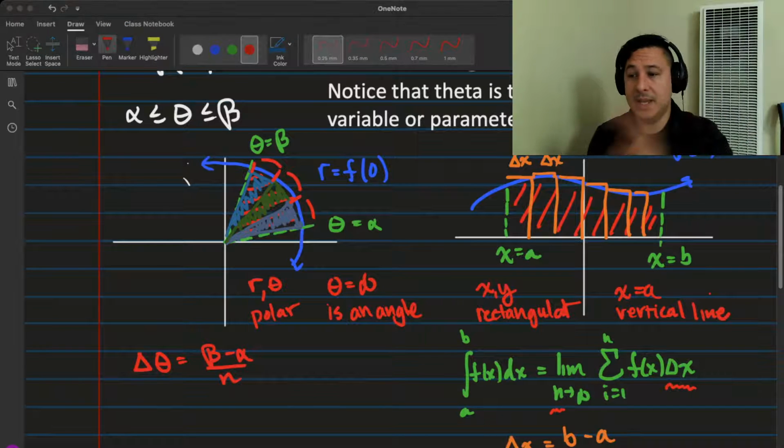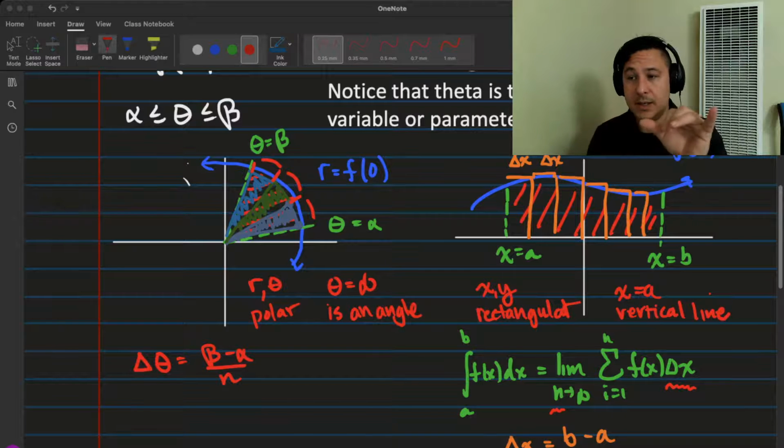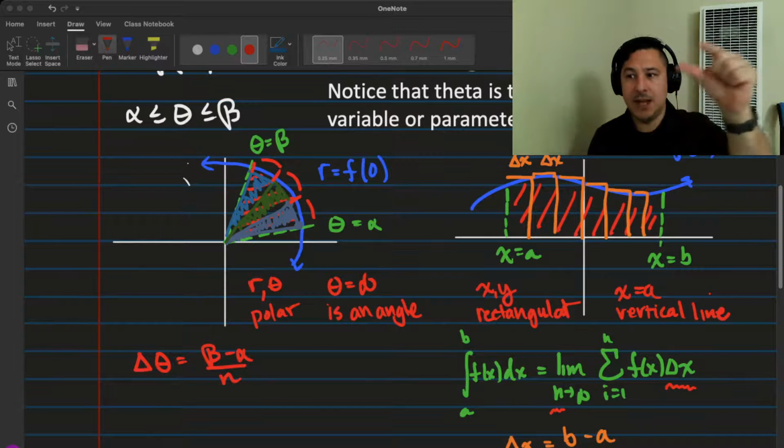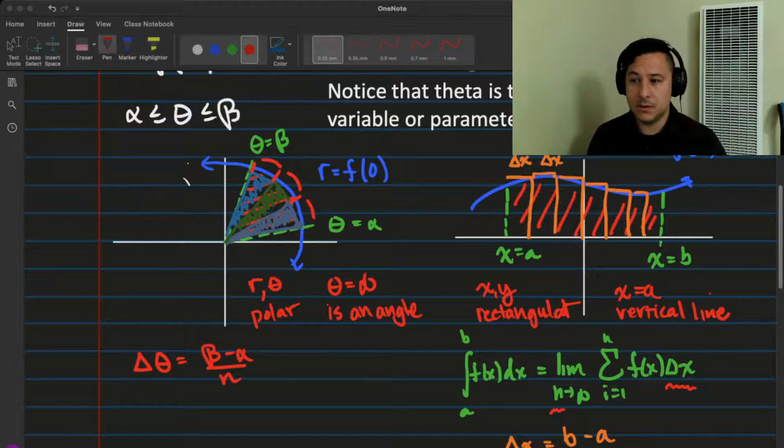Okay, so are we getting the connection there between the two of them? Just like how you have the rectangles and the rectangles are the same widths, now you get these pizza slices, and they all have the angle split up into equal amounts.